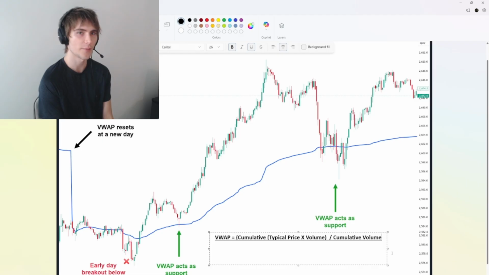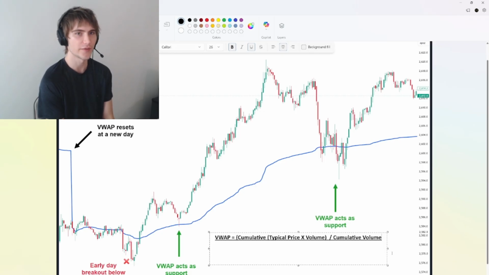Price above VWAP, buyers are in control. Bullish bias. Price below VWAP, sellers dominating. Bearish bias. It acts as dynamic support and resistance. Price often reacts to it because big players target it. Institutions use VWAP to minimize impact. Aim to buy below or near for good execution.